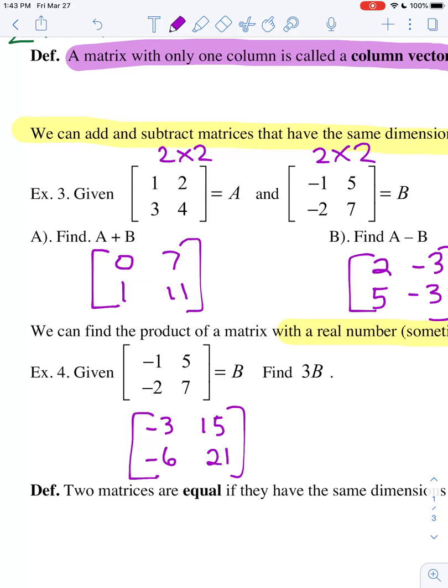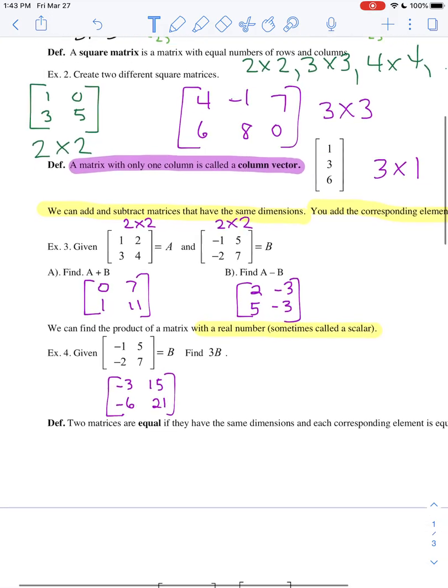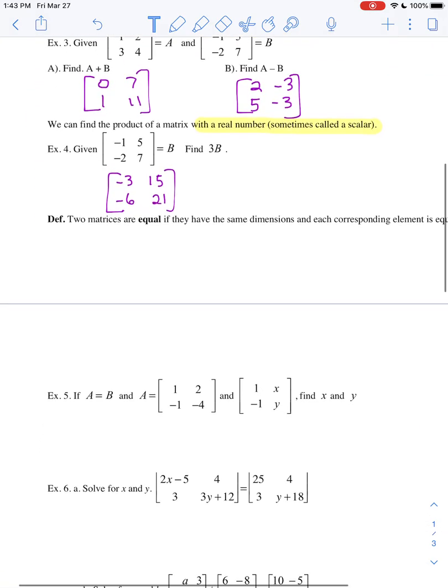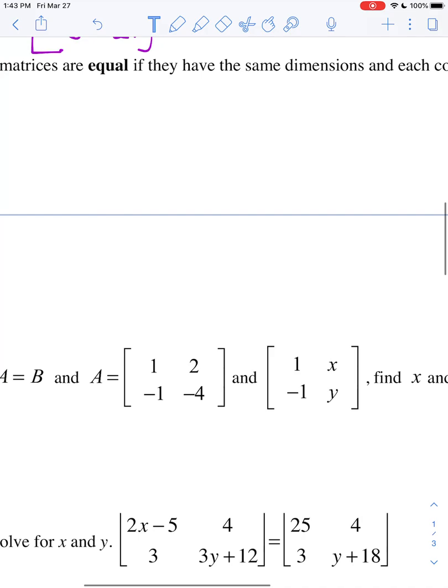All right, so we have a definition down here. 2 matrices are equal if they have the same dimensions and each corresponding element is equal. So let's continue. So look at example 5 with me. And it says if matrix A equals matrix B, find X and find Y.